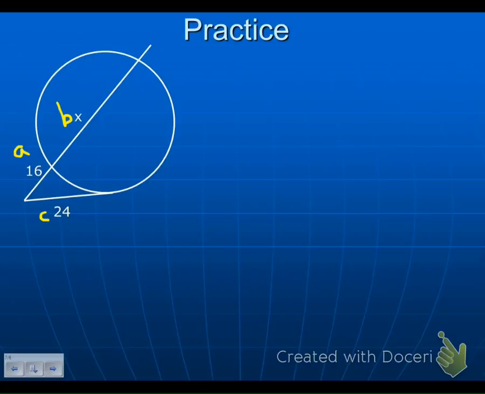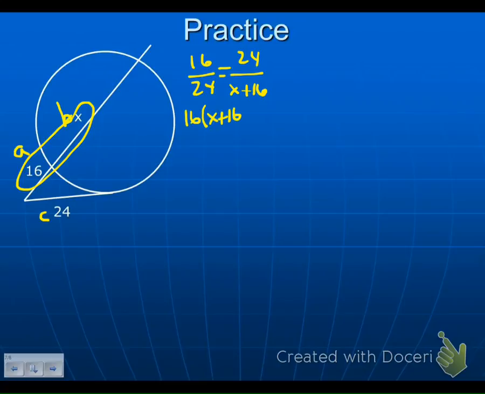Same secant or chord. So A over C, so 16 over 24, equals C, 24, over A plus B. A plus B is x plus 16. And I didn't write it as 16 plus x because I just like keeping my variables first. That's just kind of standard the way it is, but you don't have to. It just makes life easier. So that's going to be 16 times quantity x plus 16, and that's going to be equal to 24 squared. Now, this is early in the morning right now, so I'm just going to multiply this.